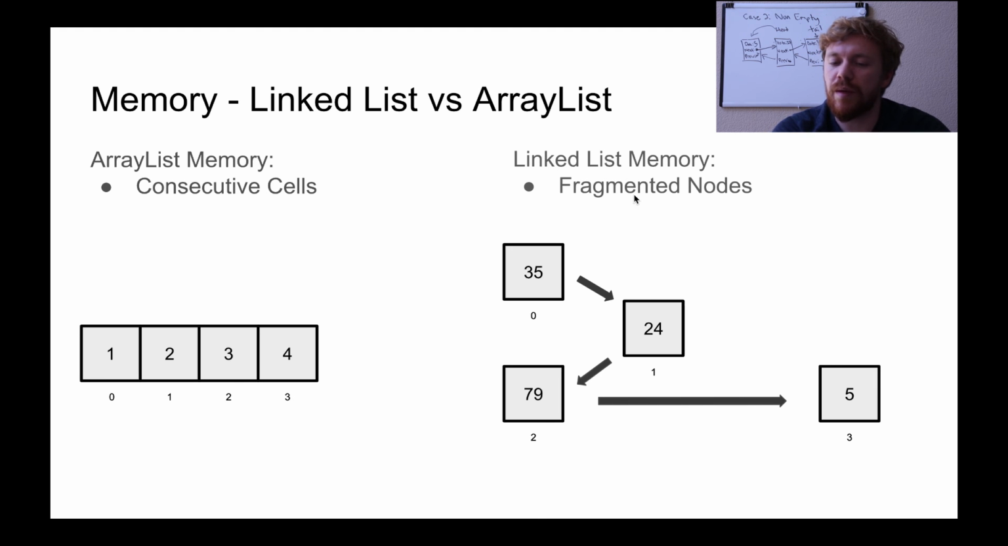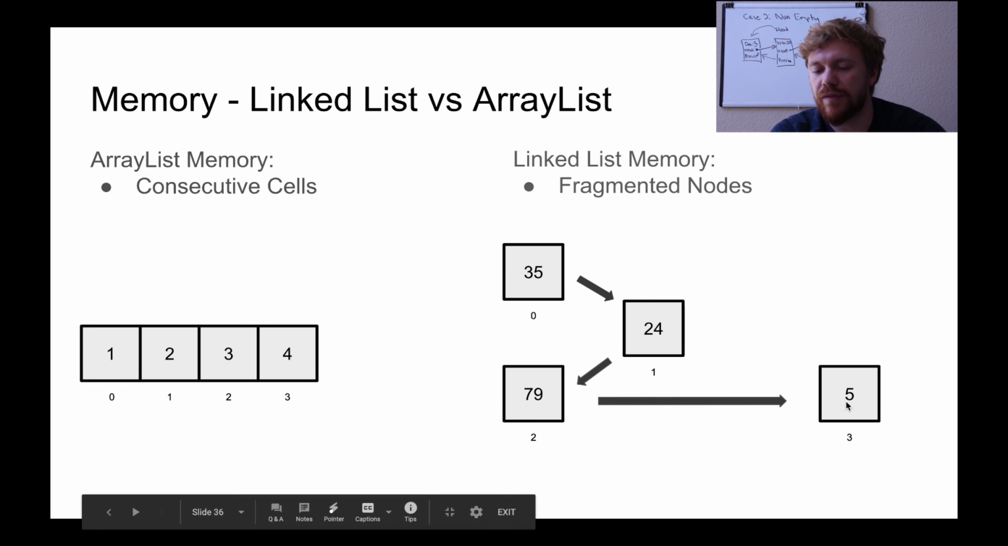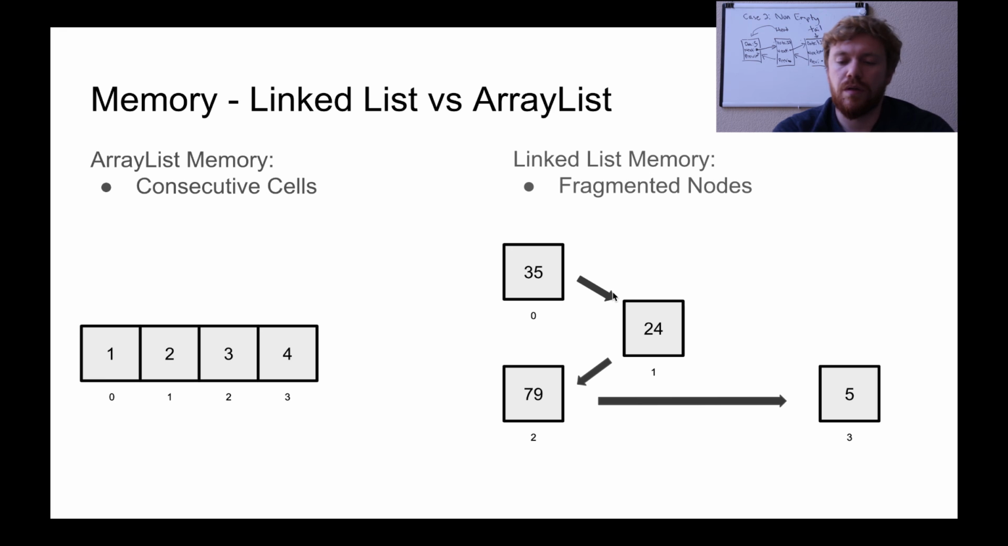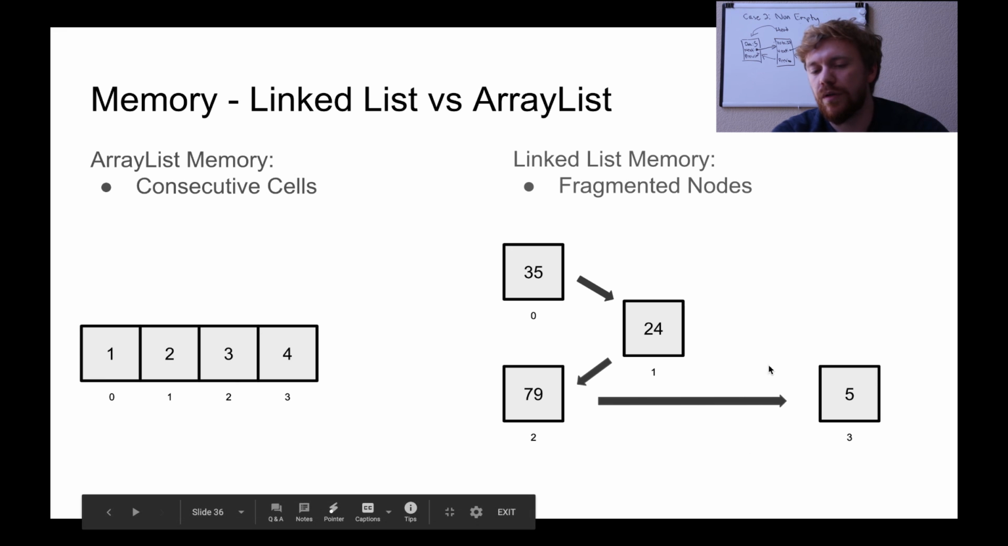Whereas if we look over at what the memory looks like with a linked list, notice how they're not consecutive here. They're actually fragmented across memory. They're not right next to each other. And so each of these blocks shows a node, and inside of it is just perhaps the value or the data of that node. Now, there's a benefit to this fragmentation. There's actually two.